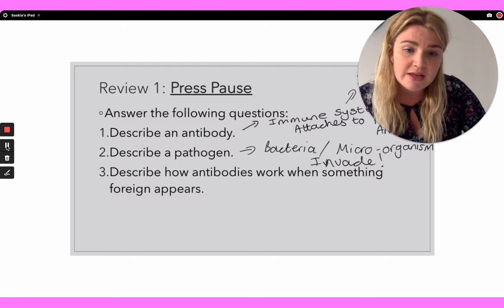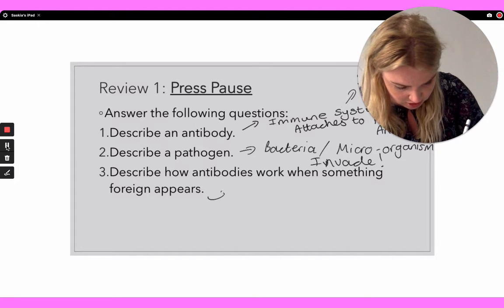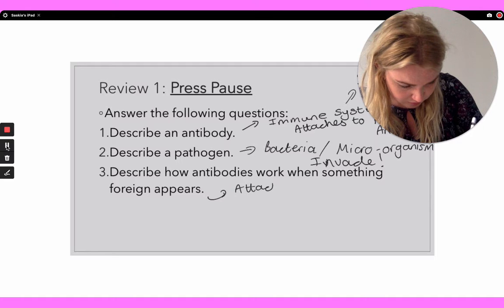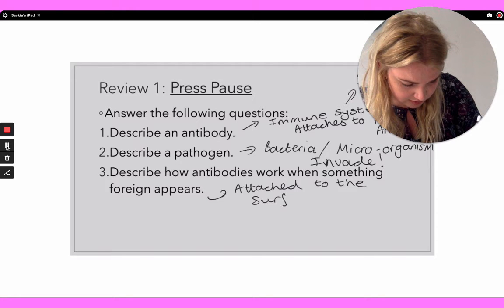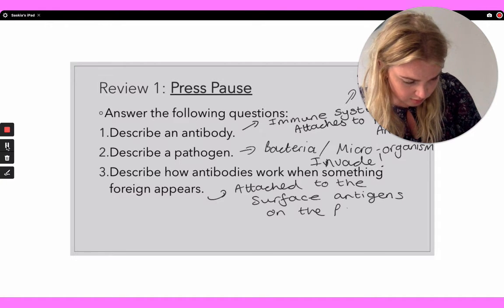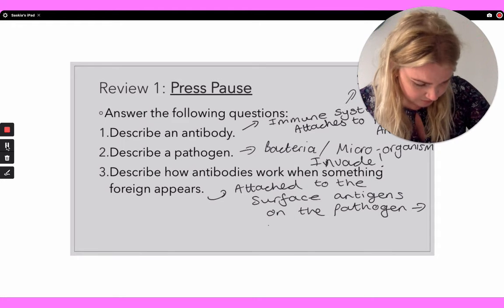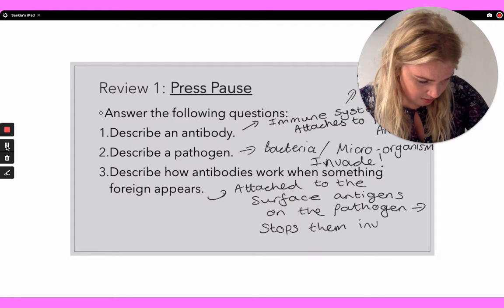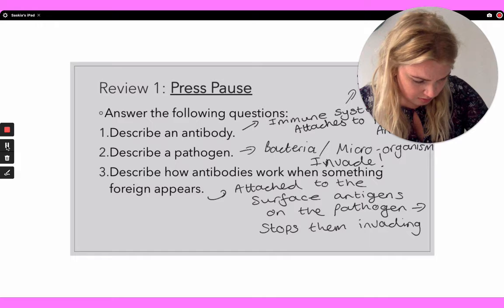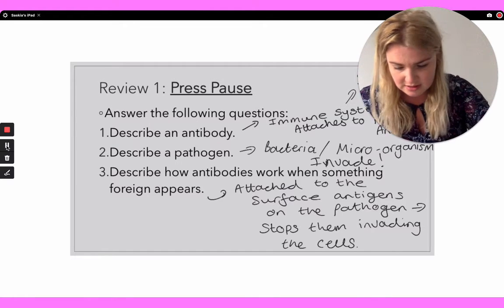Describe how antibodies work when something foreign appears. So they attach to the surface antigens on the pathogen, which stops them invading the cells.